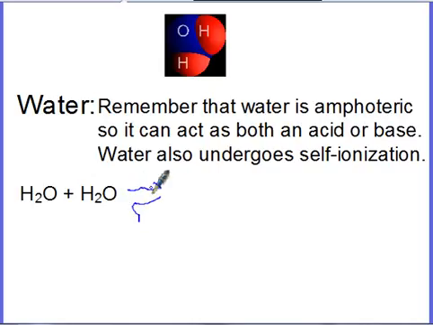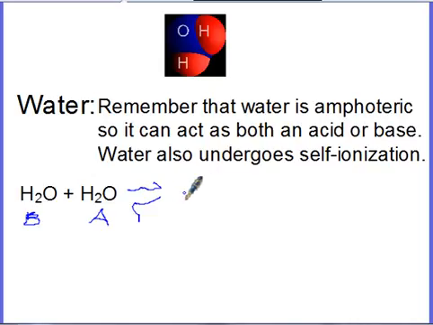If we remember that water self-ionizes and water is amphoteric, let's pretend this water molecule over here is the base. So let's write B for base. Sorry, I'm using my mouse pad for this. And this water molecule is the acid. So we have a base and we have an acid. Well, we know that bases accept protons, and acids donate them.